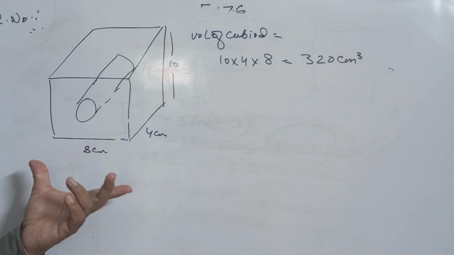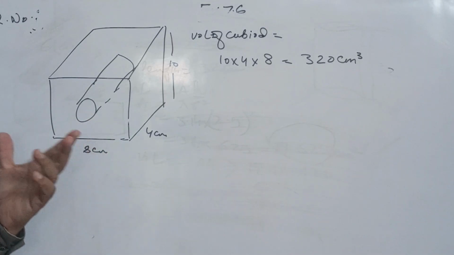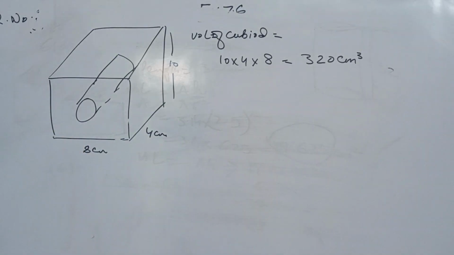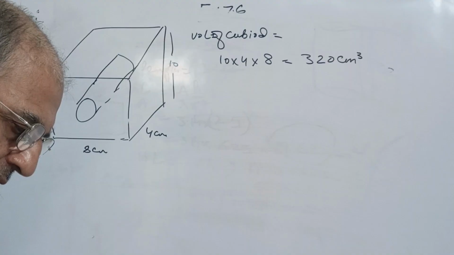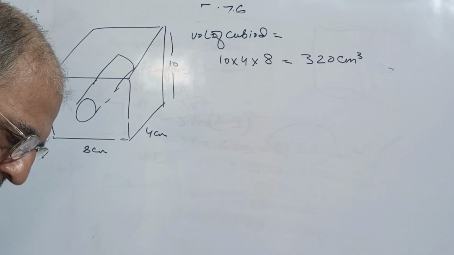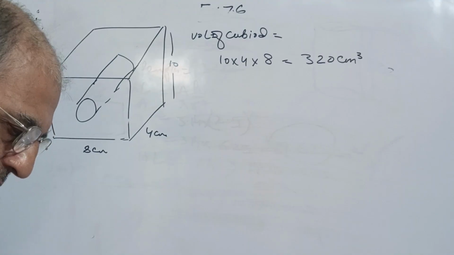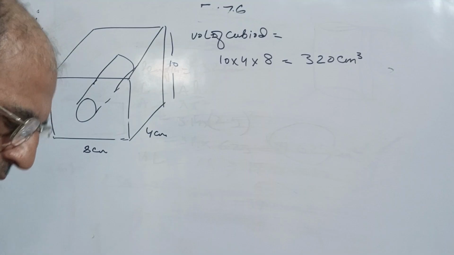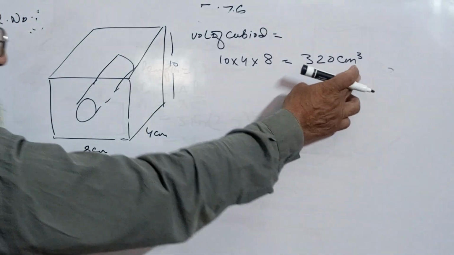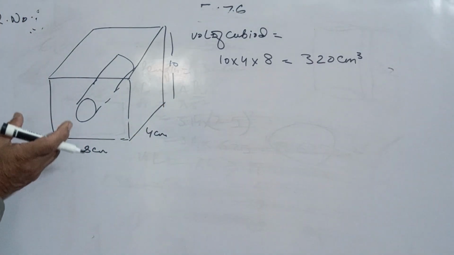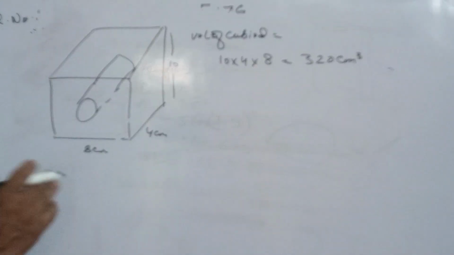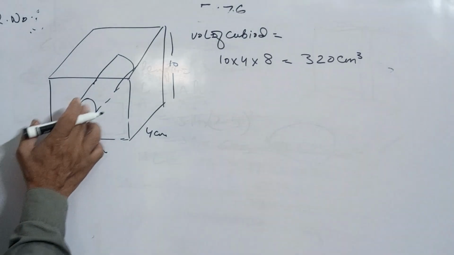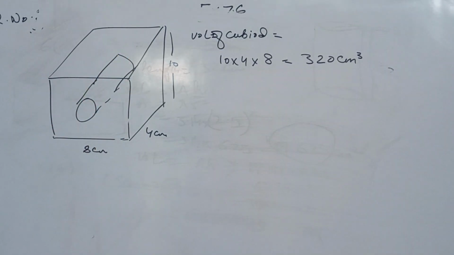This is the total volume of this glass prism or whatsoever it is, glass slab, whatsoever is given. This is 10 multiplied by 4 multiplied by 8, 320 centimeter. Now this was not such an easy thing to calculate. We have to just remove this cylindrical portion from here.